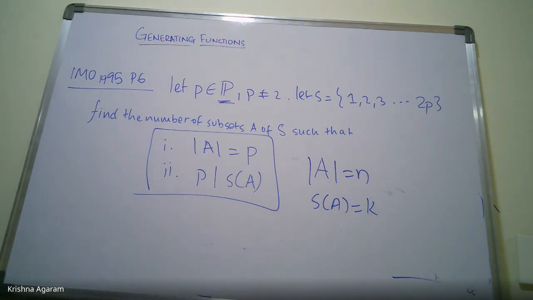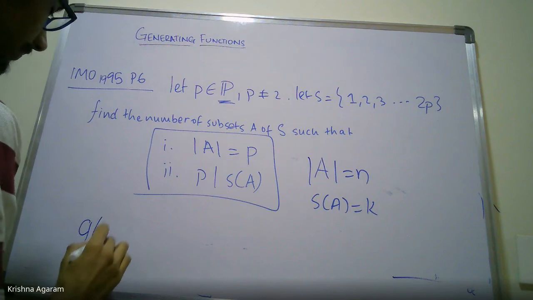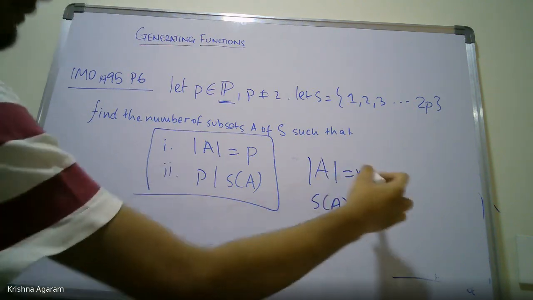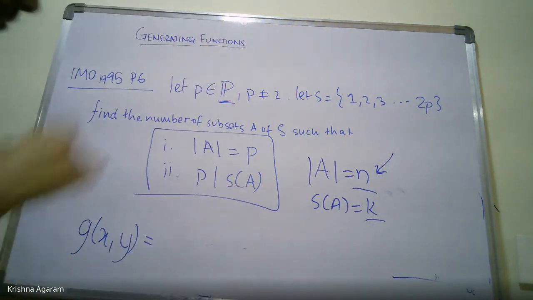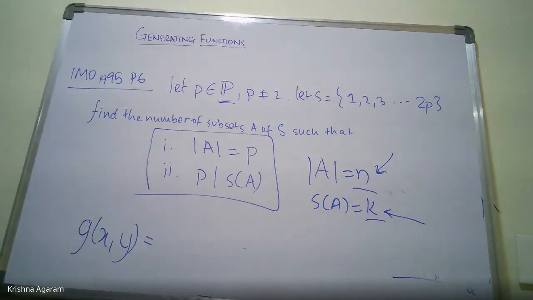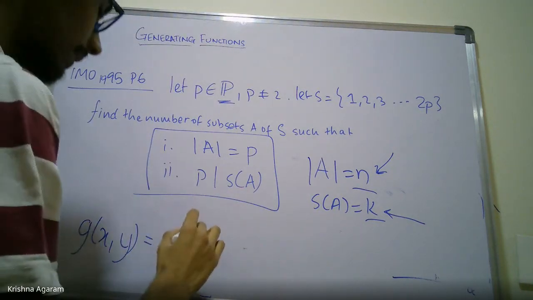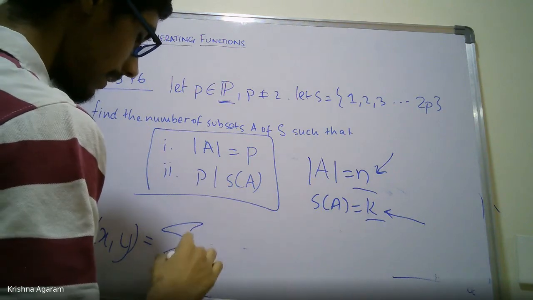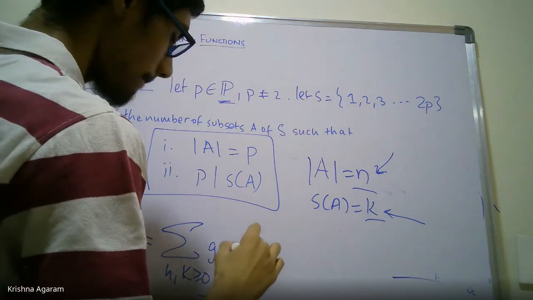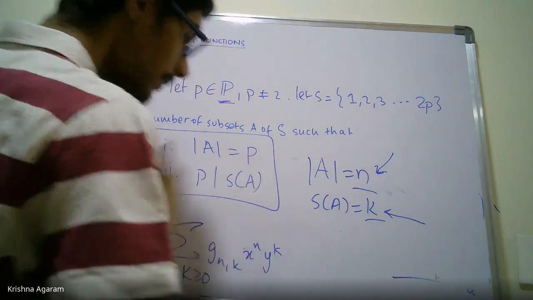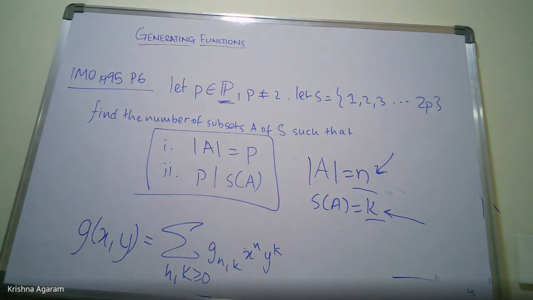Okay, I'm going to consider a generating function. It'll be clear why we took that. So g of x, y. We have two variables to think of. We need to make sure that n equals p, and we need to make sure that k is a multiple of p. The g of x, y is the summation over n, k, where g n k is the number of subsets A of S such that mod A is n and S of A is k.